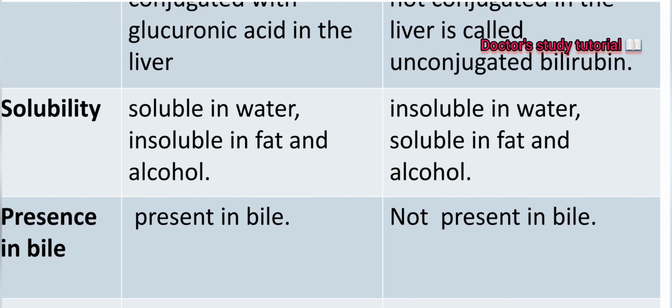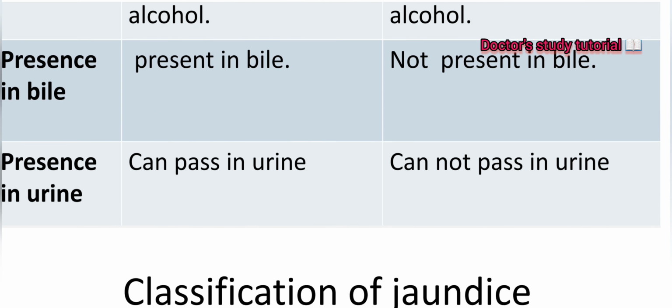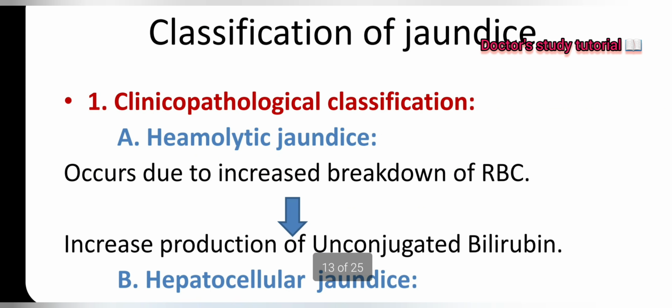Next point is solubility. Conjugated is soluble in water, insoluble in fat and alcohol, and unconjugated is insoluble in water and soluble in fat and alcohol. Presence in bile: conjugated is present, unconjugated is not present in the bile. Presence in urine: conjugated can pass in urine, unconjugated can't pass in urine.